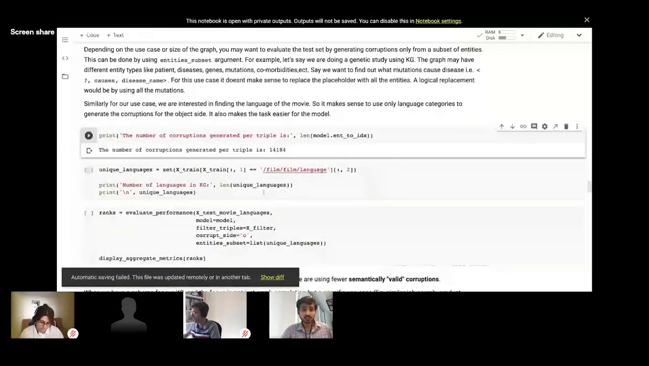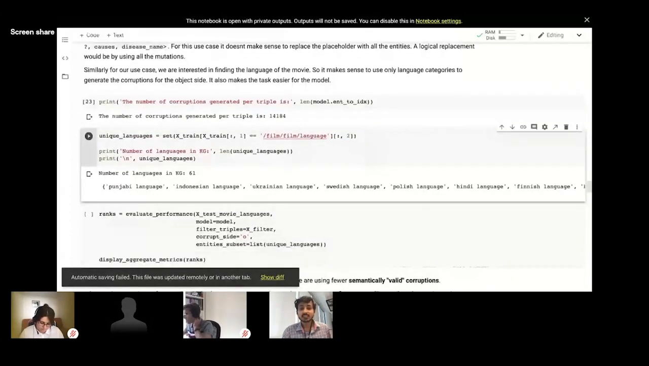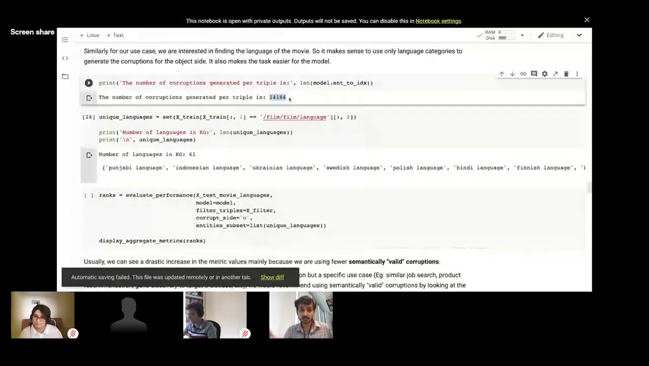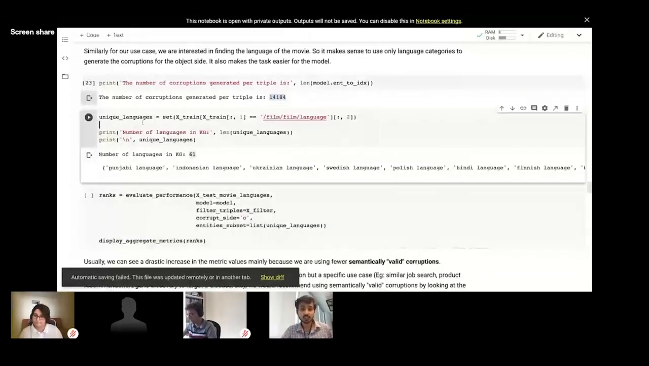But now, if you look at the task that we are doing, we only need to evaluate against the languages that are present in our data set, because the task is to find out the language of the film, right? So you are now making the task a little bit easier for the model by giving only the languages. So instead of 14,000 corruptions per triple, we now compute corruptions only with 61 triples. So when I run this cell, I get the unique languages in our training set.